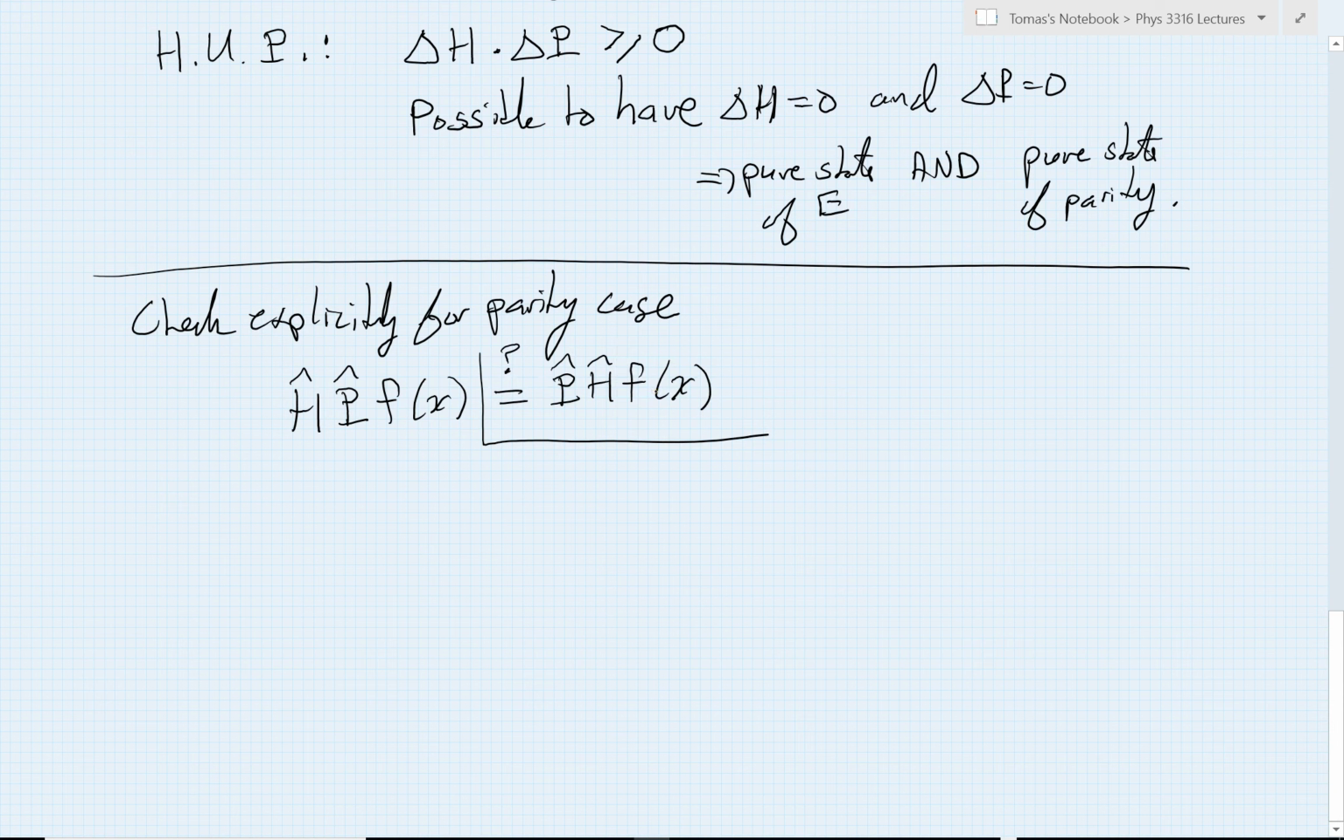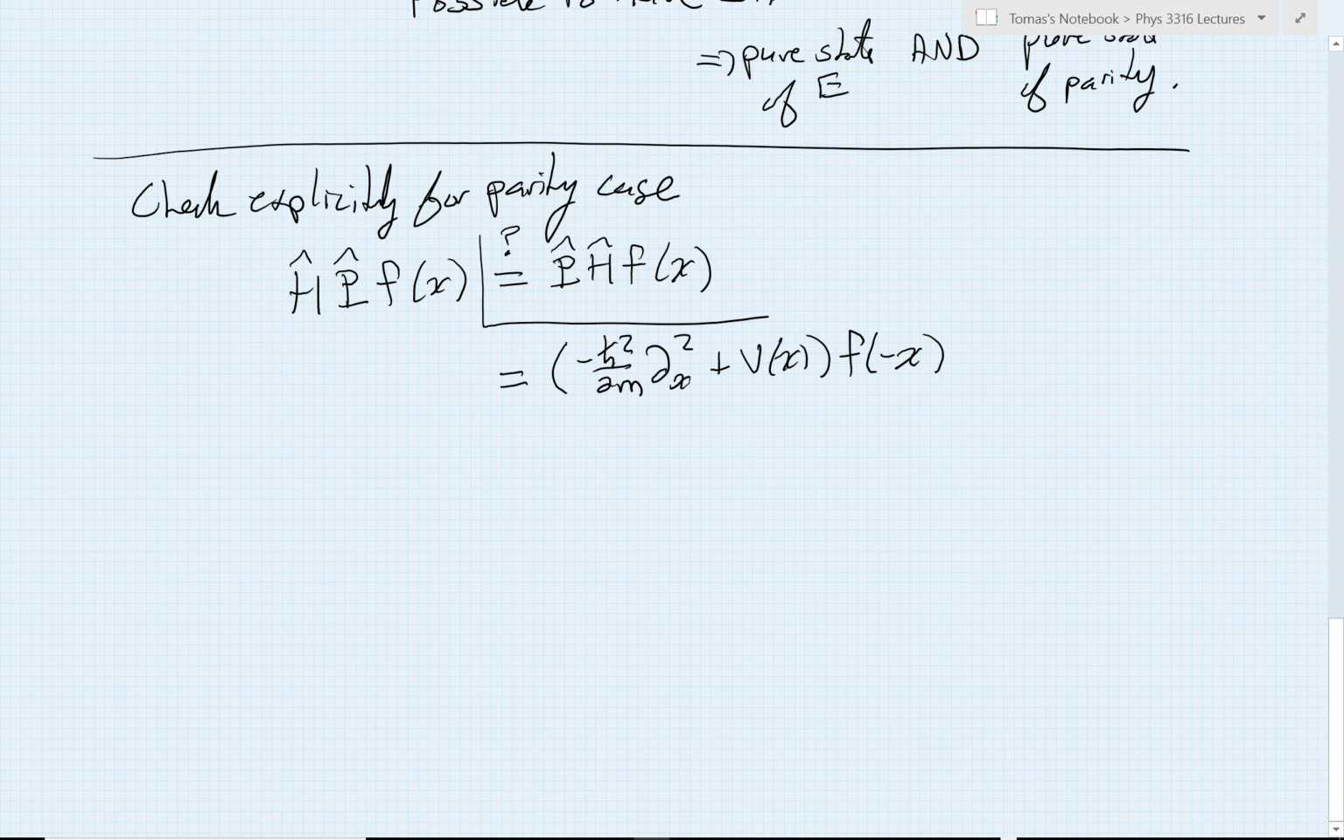I don't want to do a circular argument. What we do know about this is, well, I know how to apply the Hamiltonian. That's minus h bar squared on 2m times 2 spatial derivatives plus multiplication by the potential. And that then is applied to the parity operator acting on f of x, which of course is just then f of minus x. Now I can continue. I know how to take derivatives. So this would be minus h bar squared on 2m times the first derivative of the first derivative of f of minus x, plus then, of course, v of x times f of minus x.